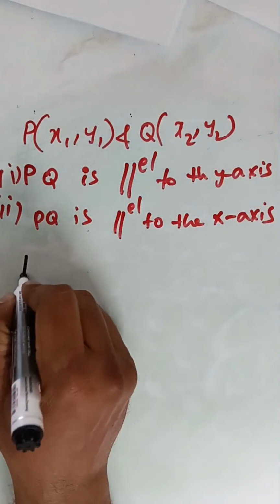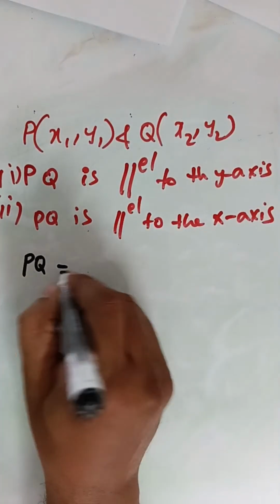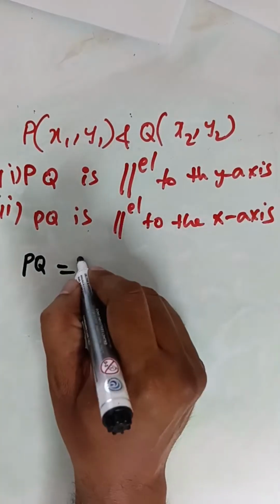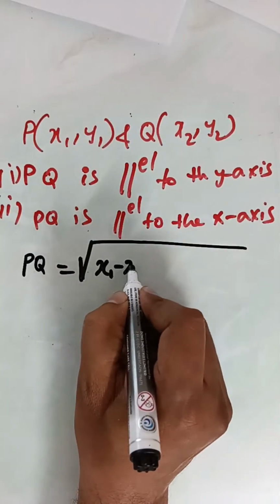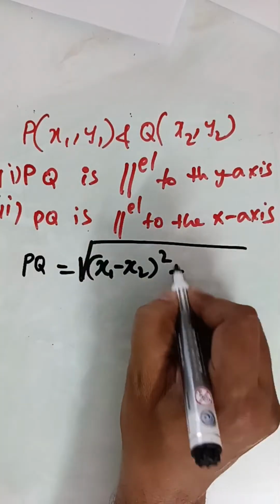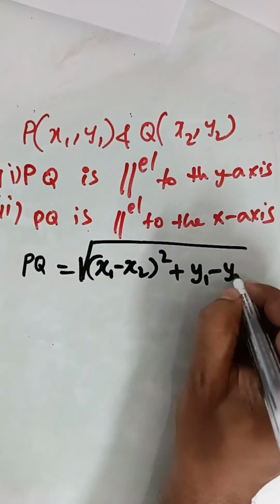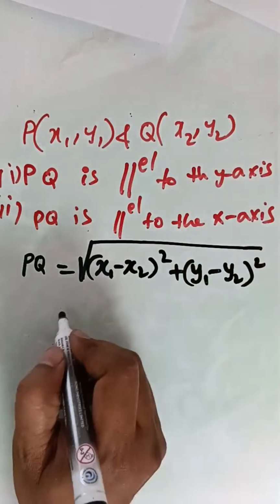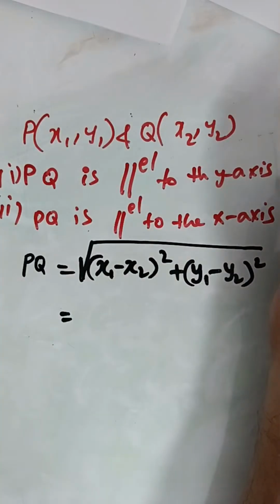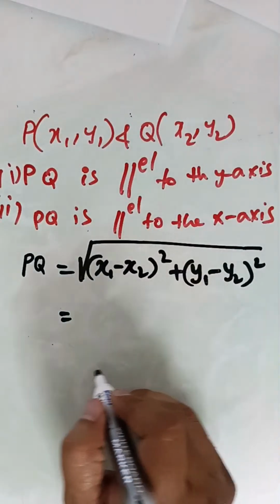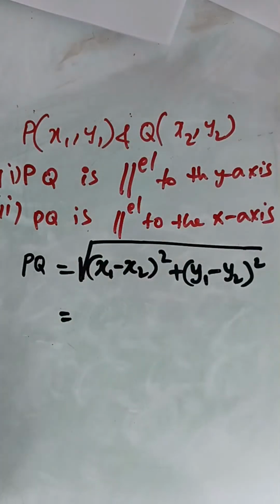Now what is the formula of distance between the 2 points? Square root of x1 minus x2 whole square plus y1 minus y2 whole square. Okay, when the line is parallel to the y-axis, how will it be? Let me draw something for you.